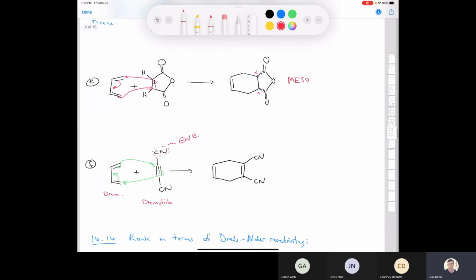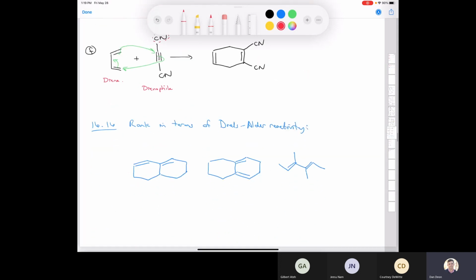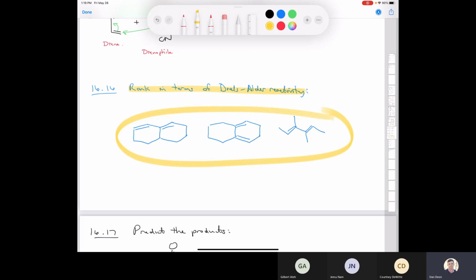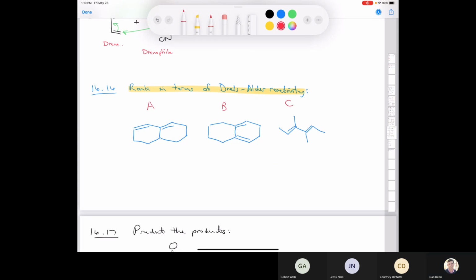So that's a little practice in some Diels-Alder, and we're not done with the Diels-Alder today. We're going to look at some other problems that involve Diels-Alder, like question 16.16. The question gives you 3 different dienes, and it asks you to rank them in terms of their Diels-Alder reactivity. I'm going to call this one A, this one B, and this one C. Could anybody tell me which one of these would be unreactive? The totally least reactive, just nothing's going to happen. There is one of them that is totally unreactive.